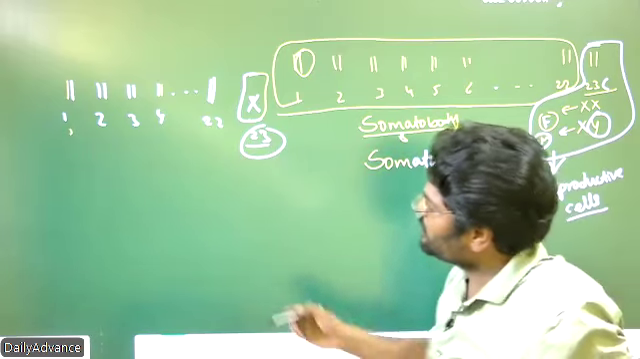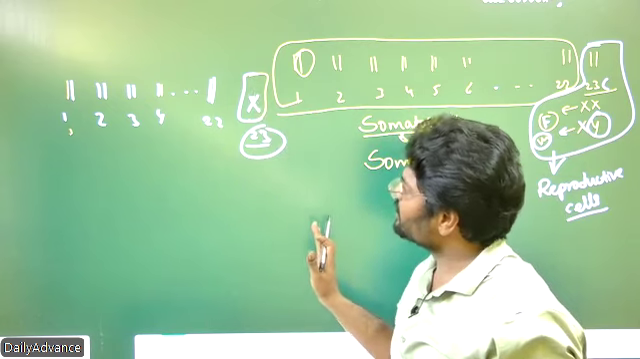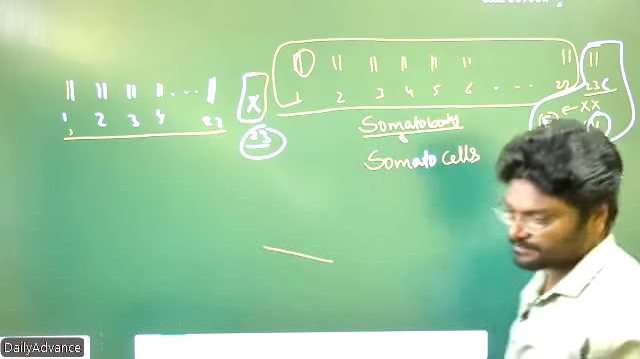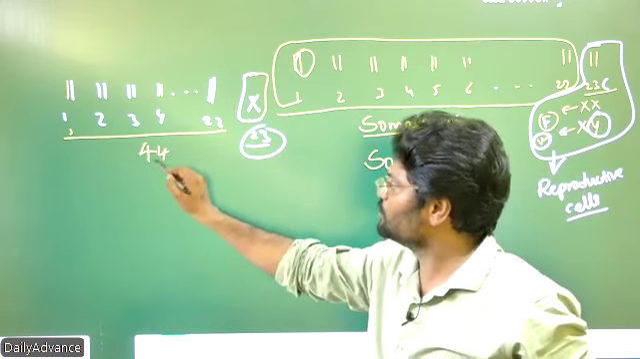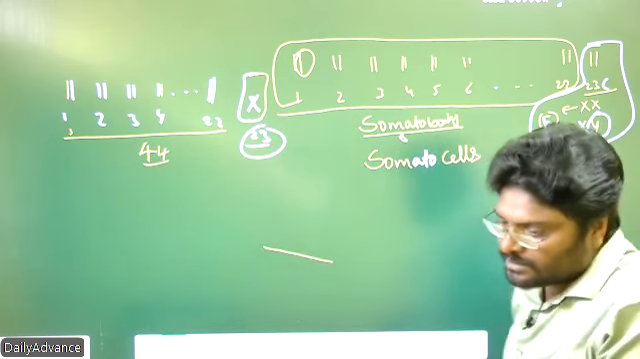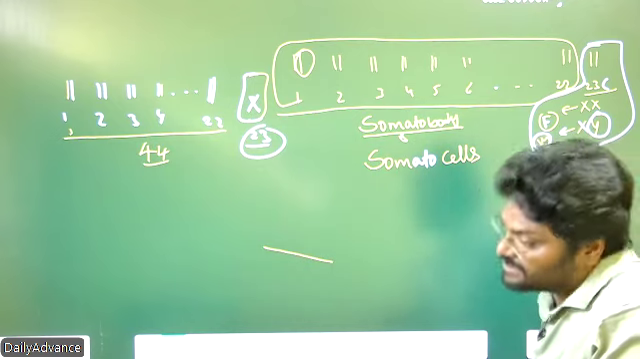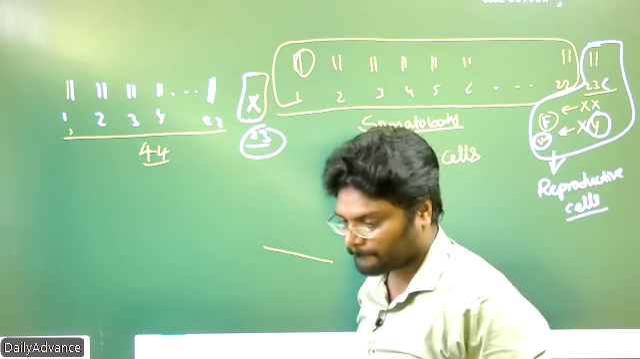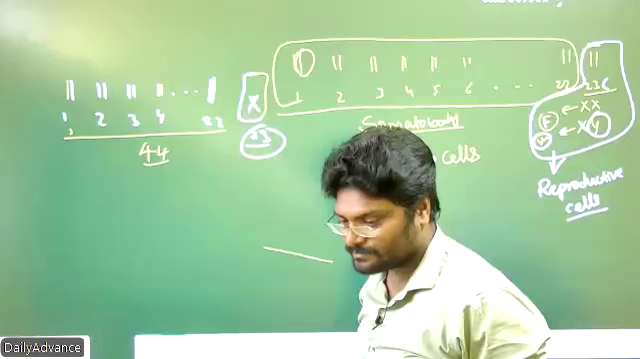If in a diagram they give the first to 22nd pairs without giving the 23rd pair, that means only 44 chromosomes are given. Pair means two, so 22 pairs means 44. If somebody asks you to identify the gender of the person from these 44 chromosomes, is it possible to identify?